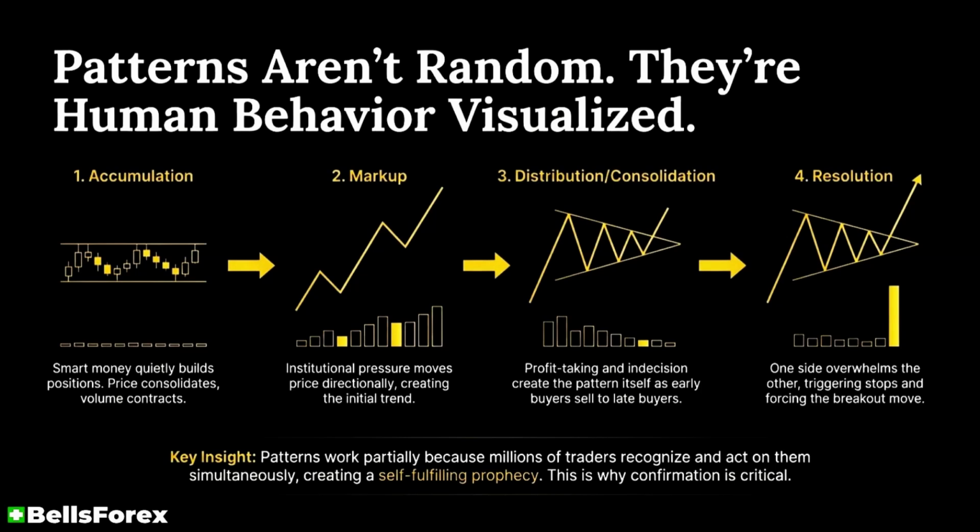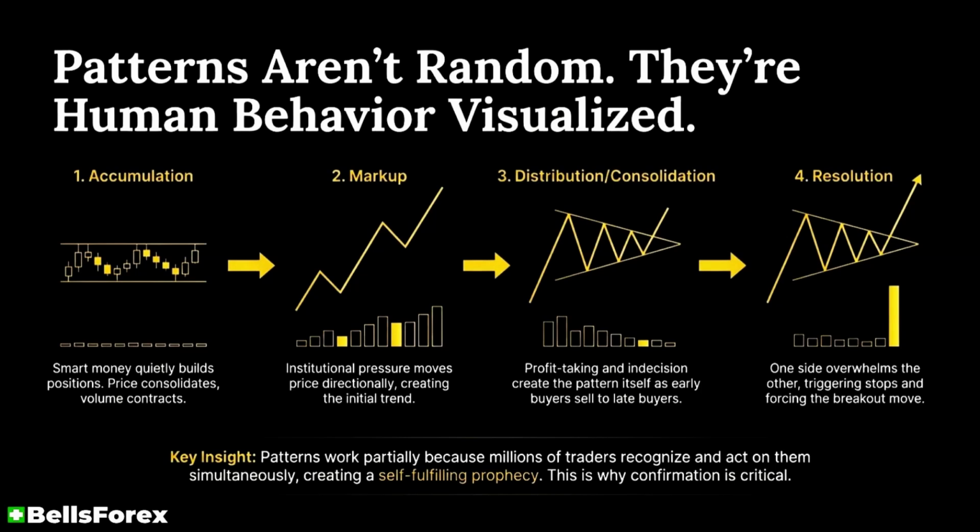Exactly. Then you get the markup or markdown phase. Once those institutional positions are fully established, their concentrated buying or selling pressure finally moves the price, directionally and powerfully. And that creates the initial strong trend leg, like the flagpole in a flag pattern. That's the one. And this action precedes the main pattern formation itself.